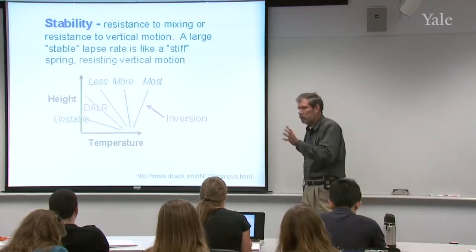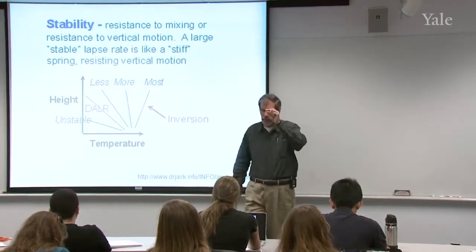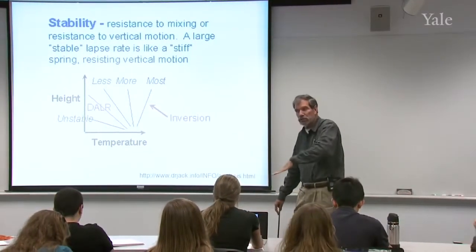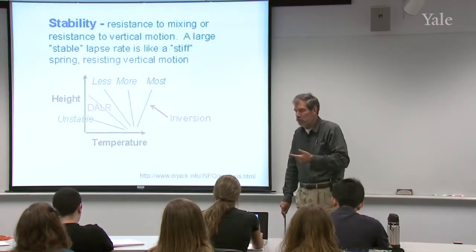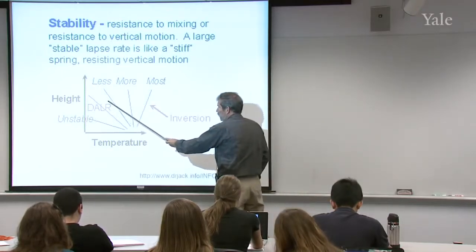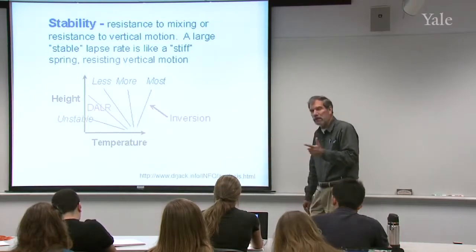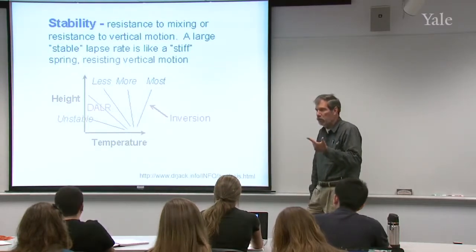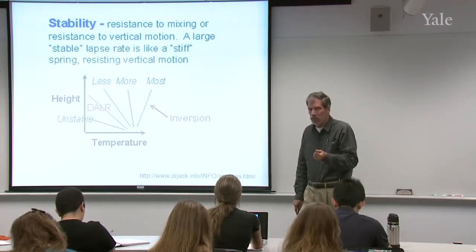So you ought to practice sketching these diagrams up to be sure that you always get the right answer about what the parcel is going to do. You might want to practice lifting a parcel as well as pushing a parcel downwards. And in all cases, you should be able to recover this basic idea that the atmosphere is either stable or unstable depending on its lapse rate compared with the reference value of the adiabatic lapse rate. Questions on that?